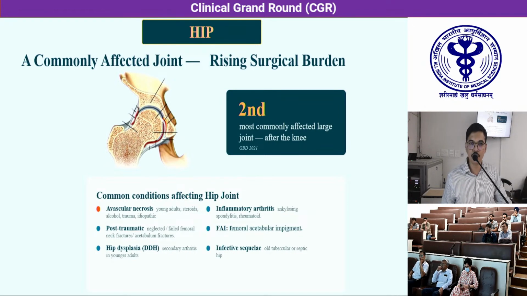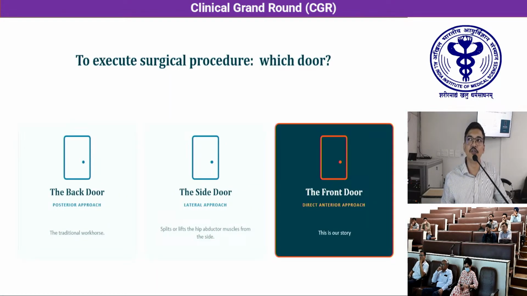So all these pathologies need some kind of surgical intervention, and that's why we have three doors. One of the conventional and traditional workhorses for us is the back door, which is the posterior approach to the hip. It is one of the most common approaches in India and Asia because we have all been trained in this.